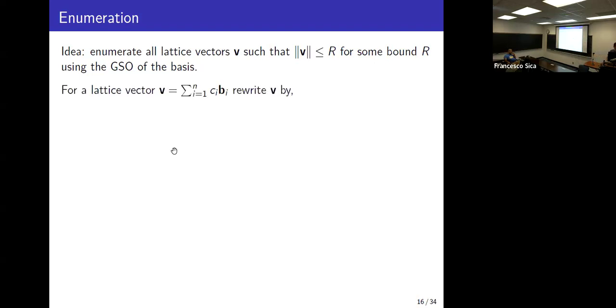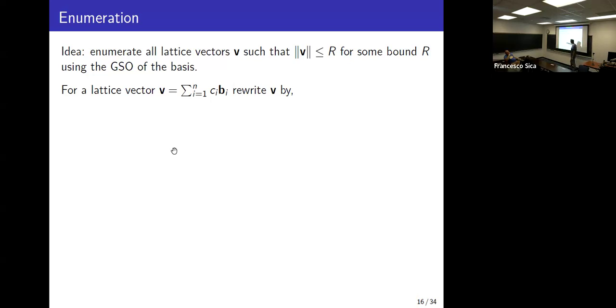So the only change that we will make is instead of using the Bi, we change to the orthogonalized basis, the GSO basis, because then we have orthogonality. That's easier for us to bound the norm, right? Because we can separate the norm into each of the individual components.